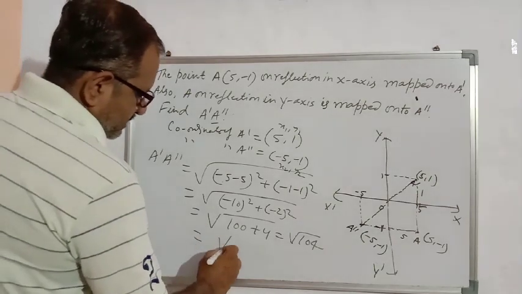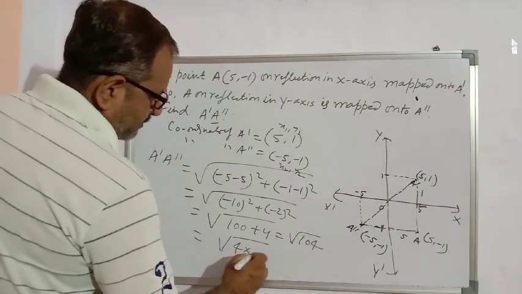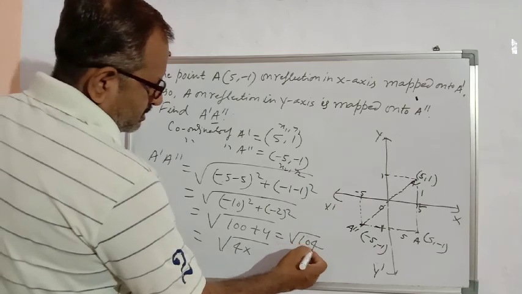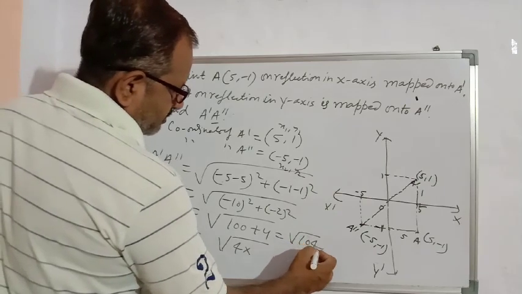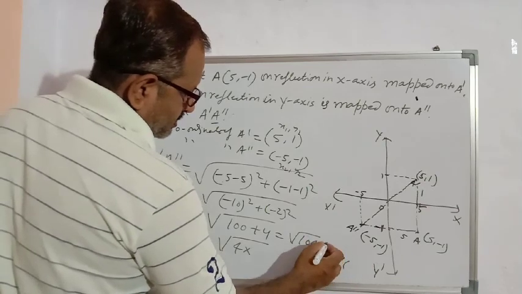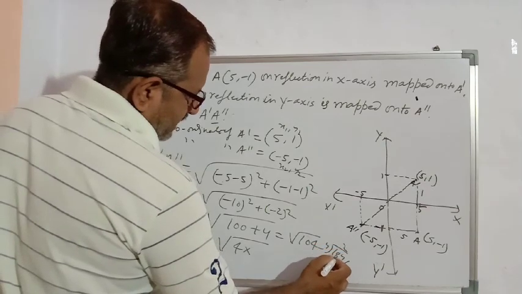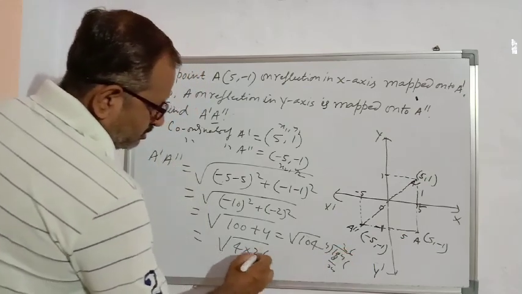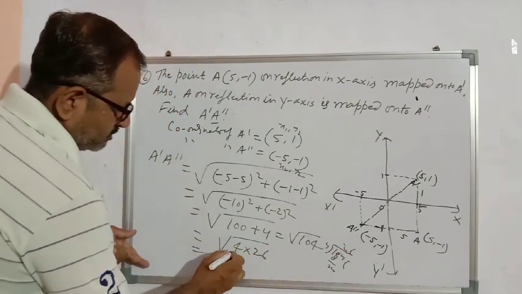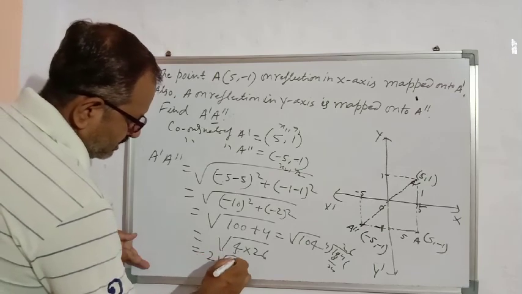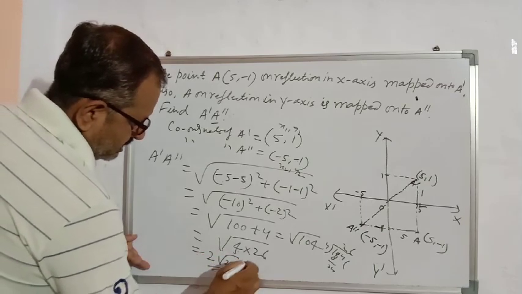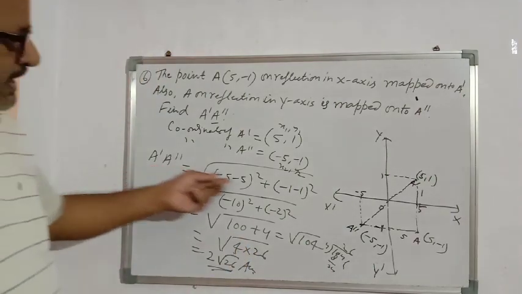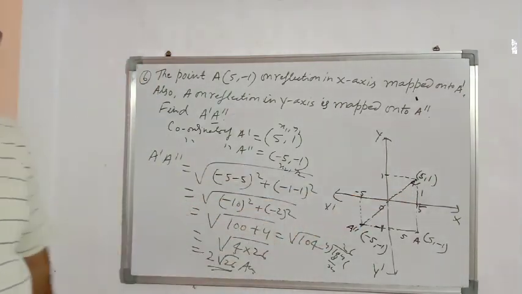We can write it as 4 into 26. Divide 104 by 4: 4 ones are 4, 4 twos are 8, 10 minus 8 is 2, 24, 26. 4 into 26. Take the square root of 4. So 2 root 26. So this is the distance between A dash and A double dash.